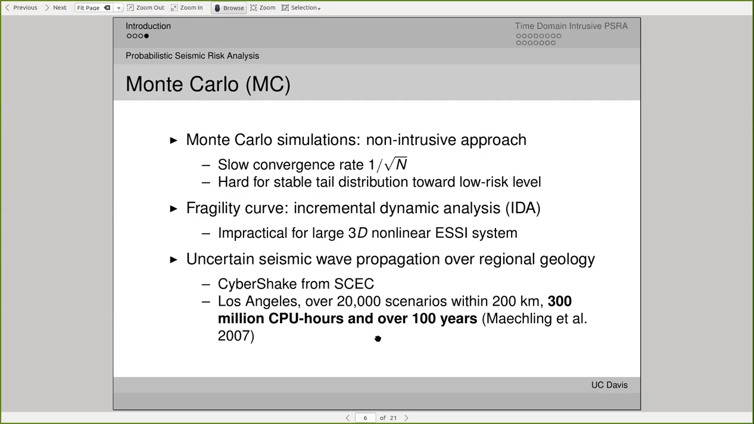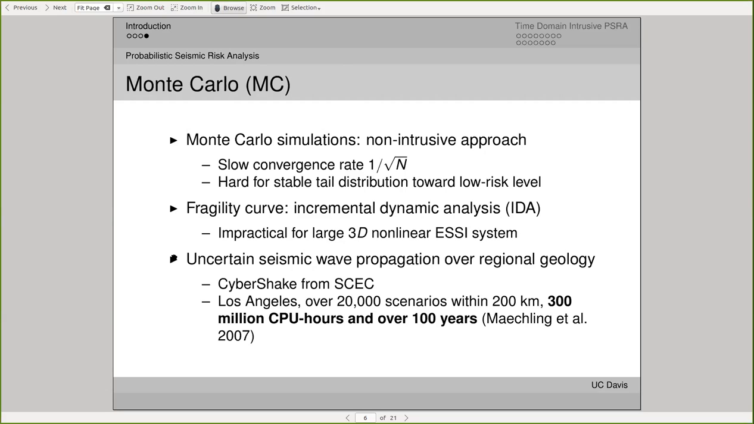And the second issue is the use of Monte Carlo simulations in the current framework. As we know, Monte Carlo simulation is a non-intrusive approach, which means that you do not need to modify your underlying deterministic solver. However, it has a very slow convergence rate, 1 over square root of n. And also, it's very hard to use Monte Carlo simulation to get a very stable tail distribution. And we know that in risk analysis, it is the tail distribution that really controls the risk.